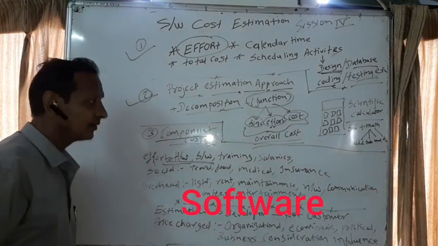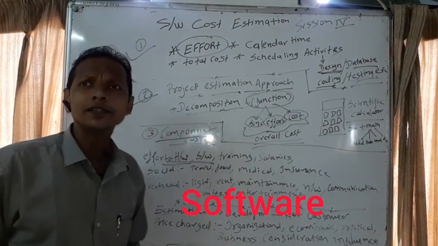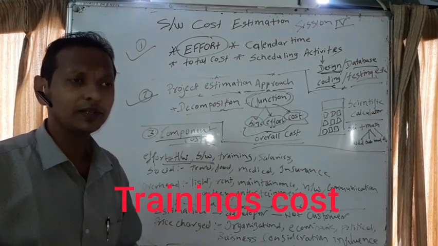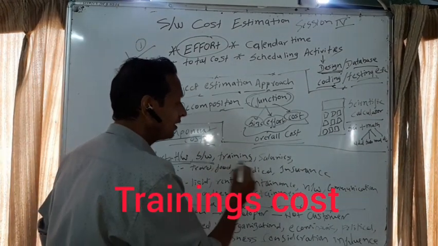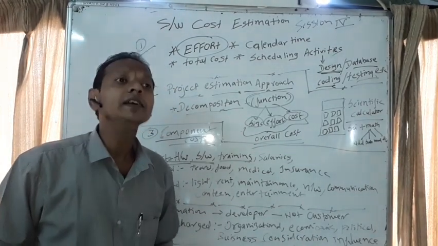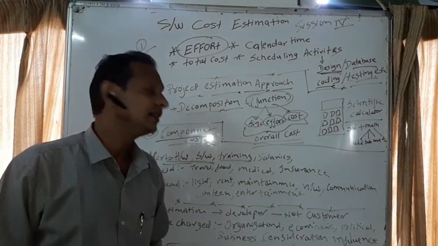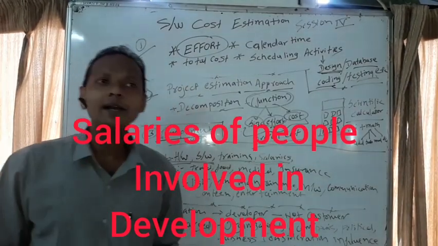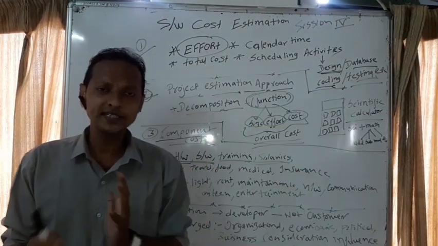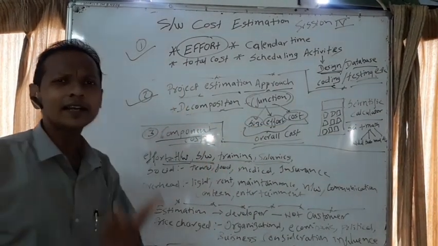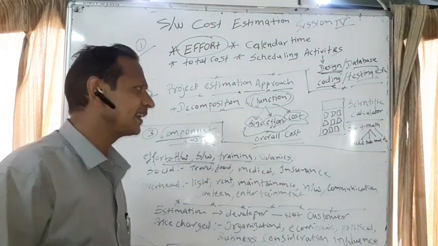Then the software costs. Next, when you need to train a software development team, the training cost is also involved. If you are calling a trainer from outside the organization, then his charges would be different. Then the salaries of all the employees or associates in the development team. These are the basic costs which we always think about.